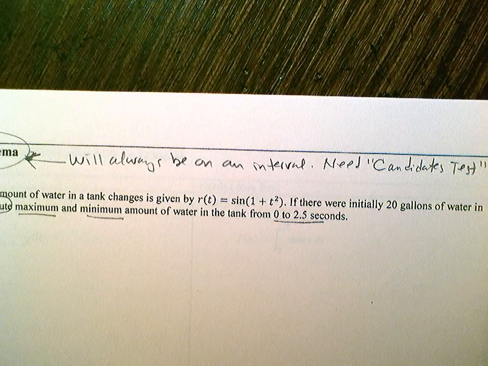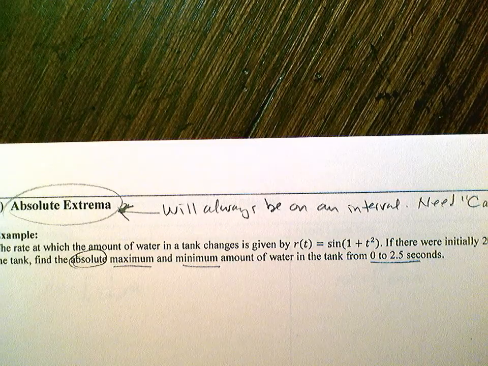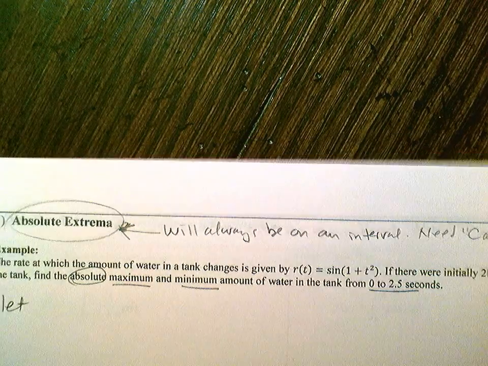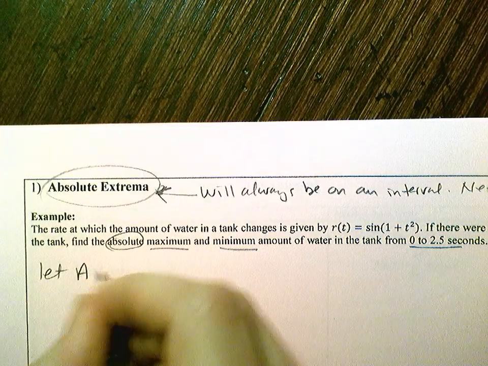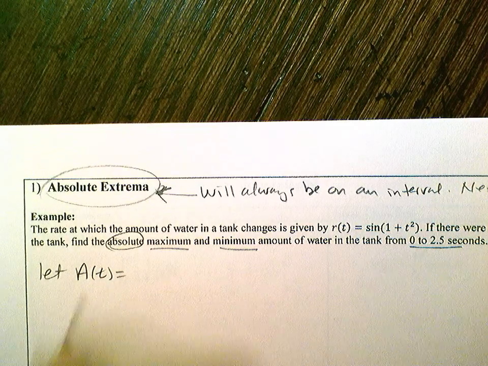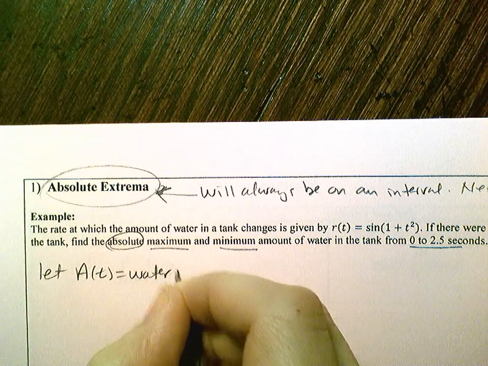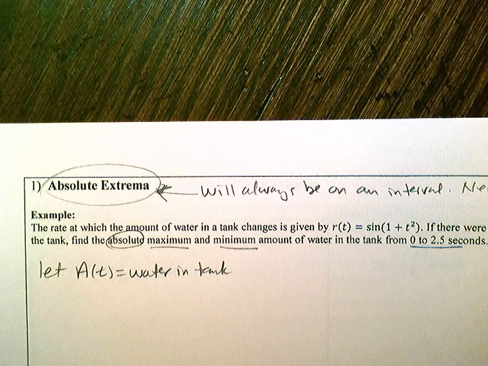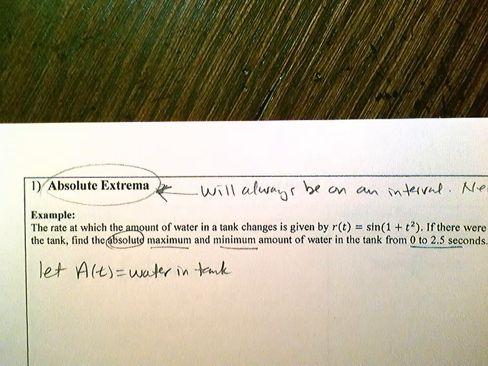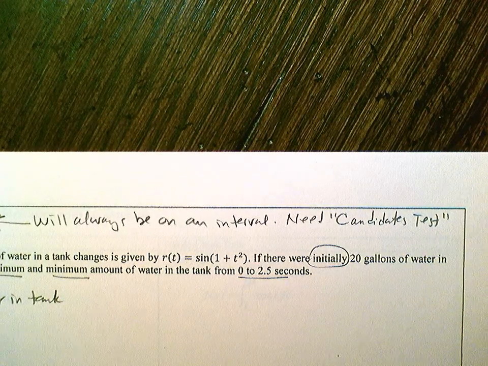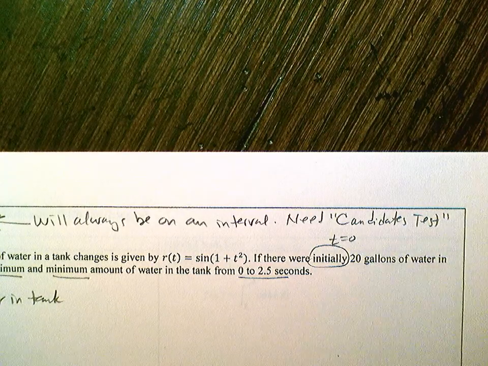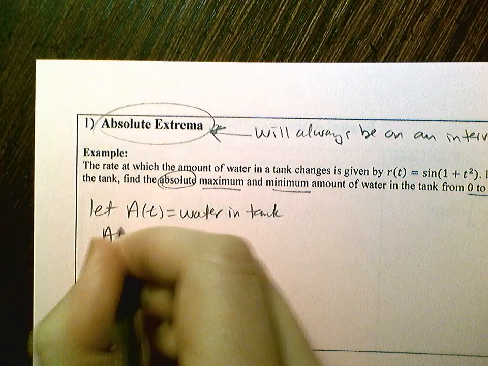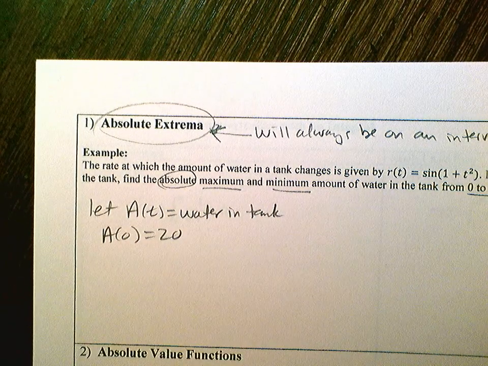So I would do this, guys. I would first let A of T equal the water in the tank, okay? And let's write down what they're giving us. They're telling us that initially, whenever you hear this word initially, this means at time 0. So there were initially 20 gallons of water in the tank. So they're telling us that A of 0 is 20.